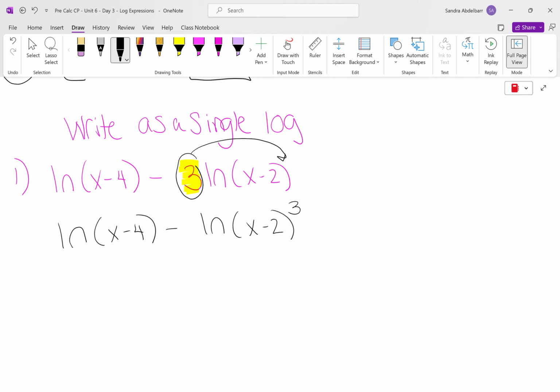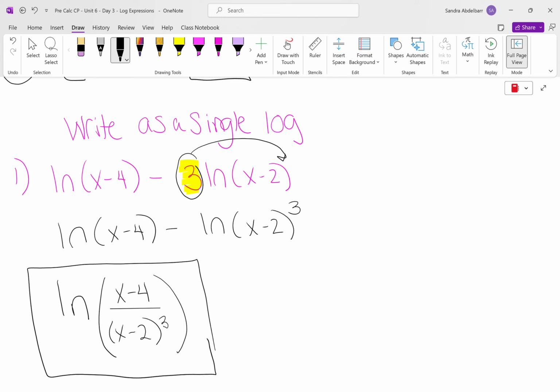And now I have 2 different logs that are subtracted with the same base because ln is log base e. So I can condense that. I can change subtraction to condense it back into what? Division. So when you pull it back into division, you're going to pull out just one of the logs. In this scenario, our log is ln. So I'm pulling out just one ln, and then I'm going to have x minus 4 divided by the quantity of x minus 2 cubed. That's it. And then we stop there. And we're done. Okay?